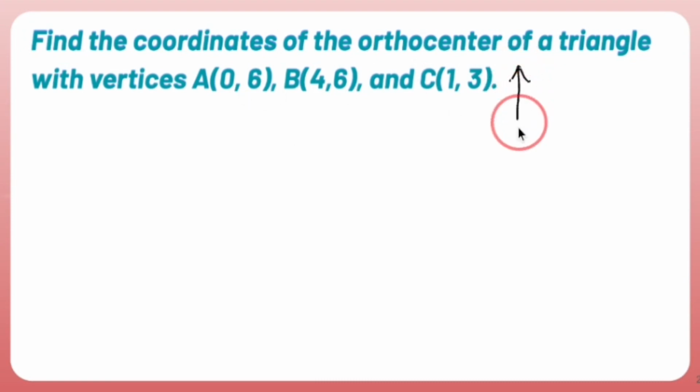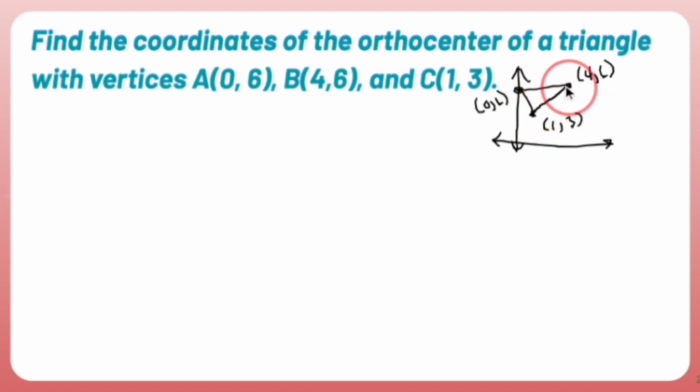So let's draw a kind of nice picture of what we're dealing with here. We have a point at (0, 6). We have another point at (4, 6). And we have a point at (1, 3), estimating, ballparking it. All right, so there is a picture, there is a triangle, and my job is to find out where my altitudes intersect. Now, let's be smart here.